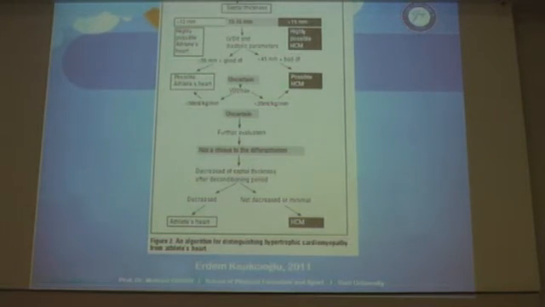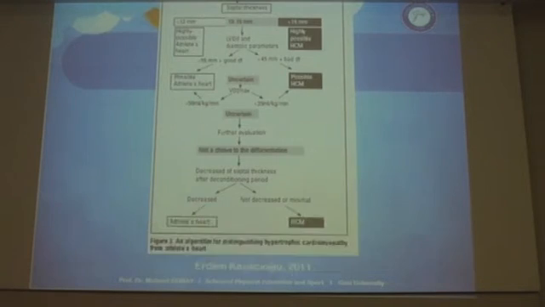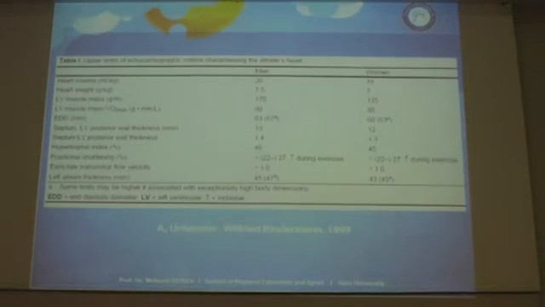This is a very easy way to differentiate athletic heart from hypertrophic cardiomyopathy, but we need a good echocardiographic result. And the other parameters: the differences between man and woman, for man 12 for septal thickness, for woman 10 or 11 can be read there.